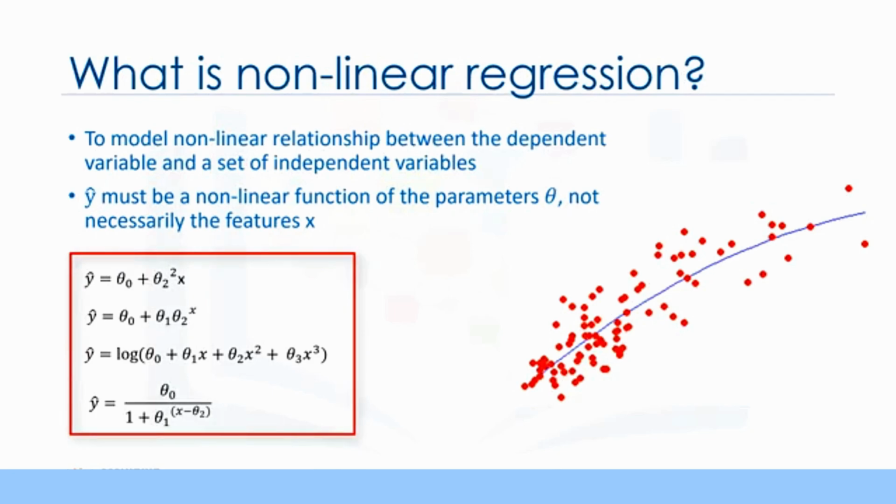As you can see, in all of these equations, the change of y hat depends on changes in the parameters theta, not necessarily on x only. That is, in nonlinear regression, a model is nonlinear by parameters. In contrast to linear regression, we cannot use the ordinary least squares method to fit the data in nonlinear regression, and in general, estimation of the parameters is not easy.